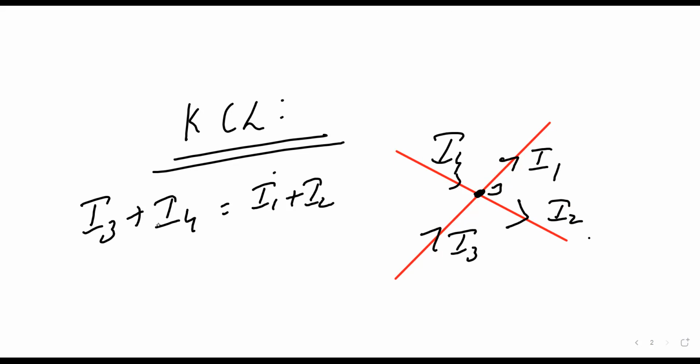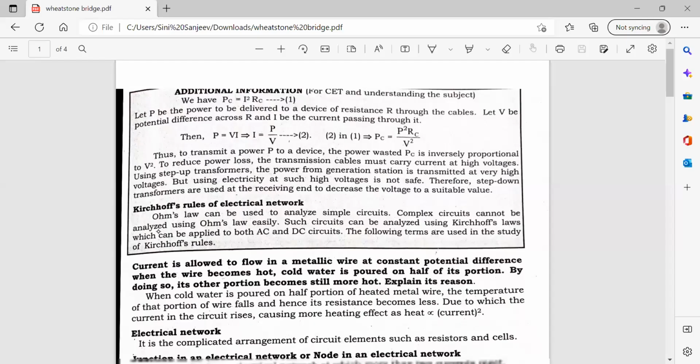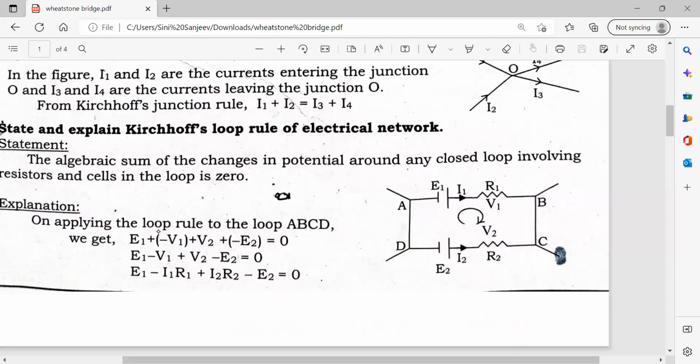So one more thing is KVL. Let me see whether it is there. KVL in the sense sum of voltages is equal to 0. Just remember, sum of voltages is equal to 0. Sum of all the voltages equal to 0. That is my KVL.